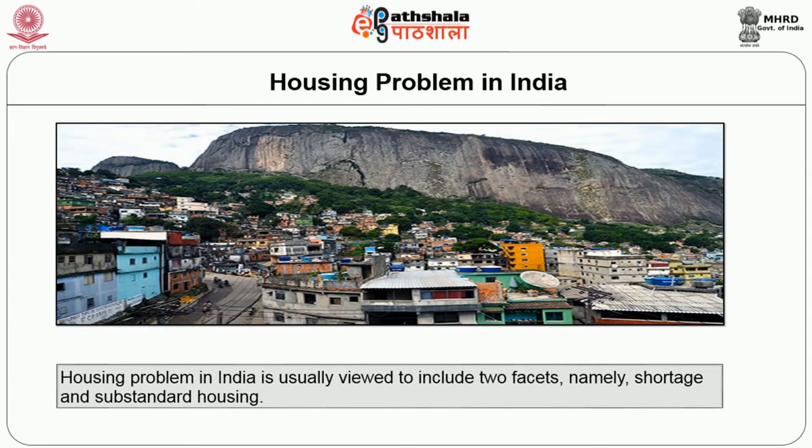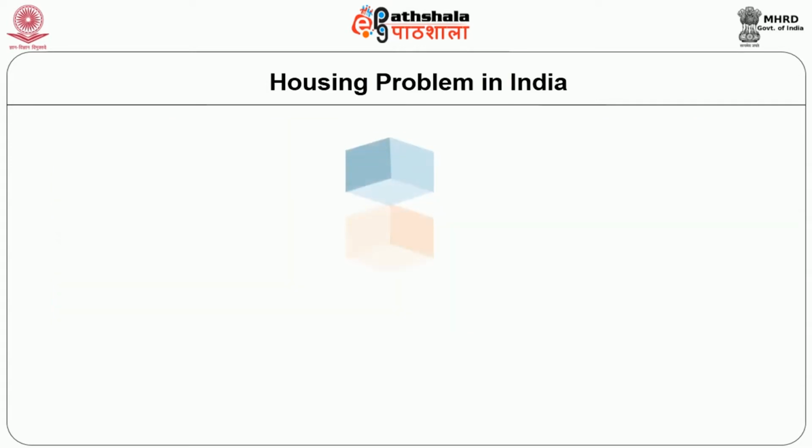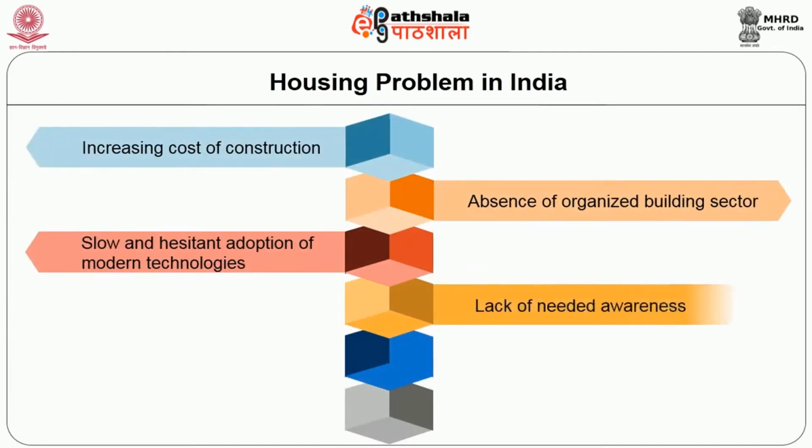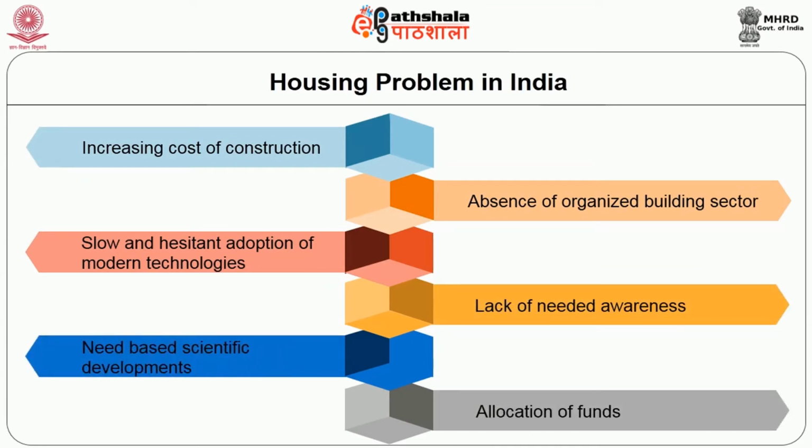Housing problems in India can be attributed to many reasons, as shown on the screen, like burgeoning population, rapid urbanization, and eventual migration of population from rural to urban settlements lacking in proper housing facilities. Other reasons that can be added to these are increasing cost of construction, absence of an organized building sector, slow and hesitant adoption of modern technologies, lack of needed awareness, non-adoption of need-based scientific developments in the field, especially in terms of materials and techniques used, and low priority offered by the government in planning allocation of funds. The net result is the emergence of substandard housing.